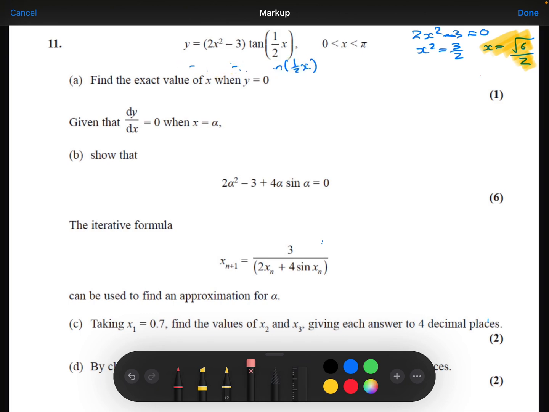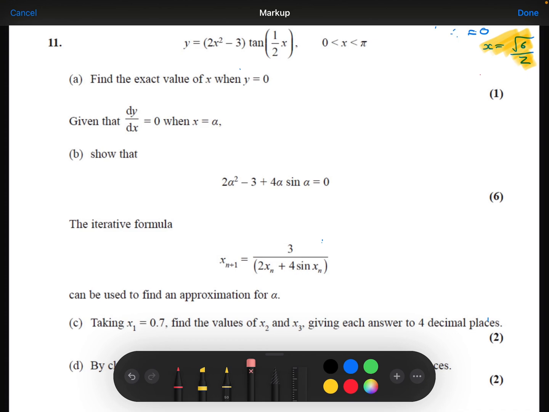So part B says, given that dy by dx is equal to 0 when x equals alpha. So I need to differentiate and make it equal to 0. Now, in order to differentiate this, I'm going to have to use the product rule, because I've got the product of two functions. I've got the quadratic bit there, and I've got the tan half x there. So let's let u equal 2x squared minus 3, and let's let v equal tan half x.